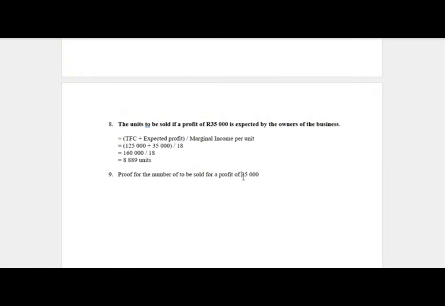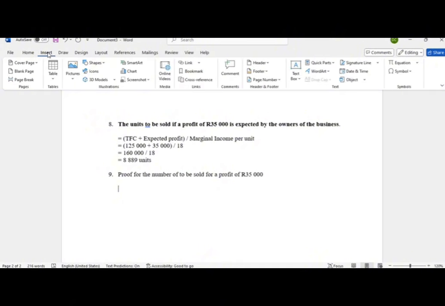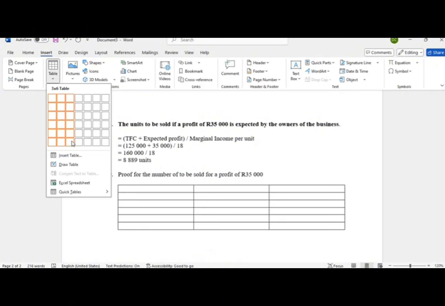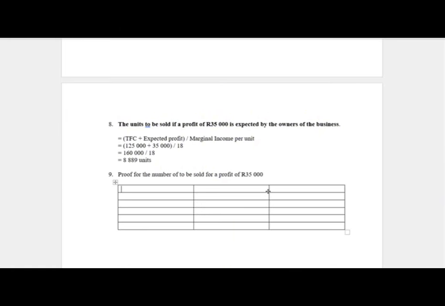To prove this, just to check if we are right, we need to prepare our marginal income statement. I can just say this is 9.1 maybe. To prove, we need to prepare what? Our marginal income statement. So let's see quickly if we are going to manage this one. If those numbers are right, let's prepare our marginal income statement quickly there.